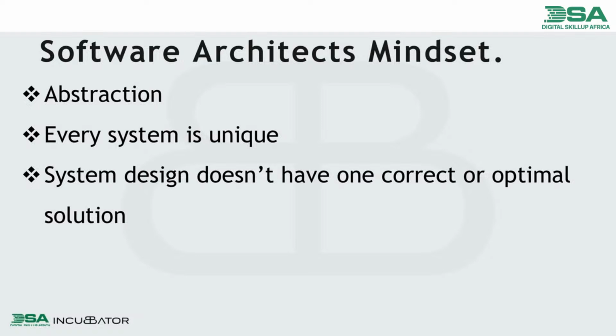Now, what is the third important concept? It is that system design never has one correct or optimal solution. You know, unlike in programming where you say, okay, when I write this function, I'm going to write a unit test, and if the unit test does not pass, that means something is wrong with that function.